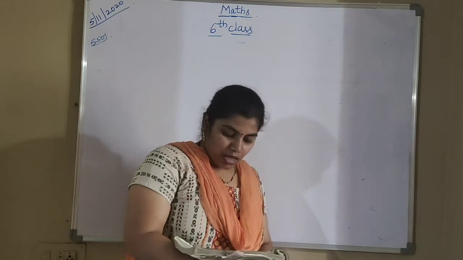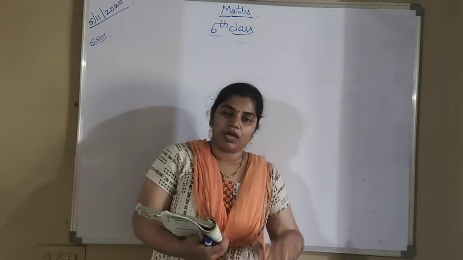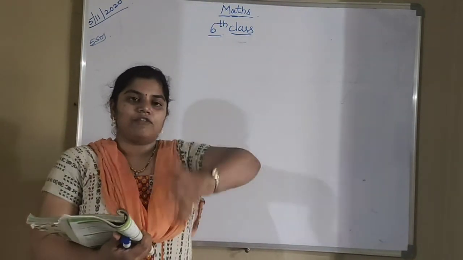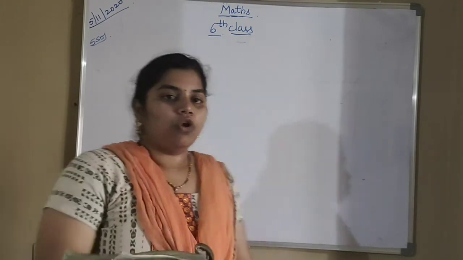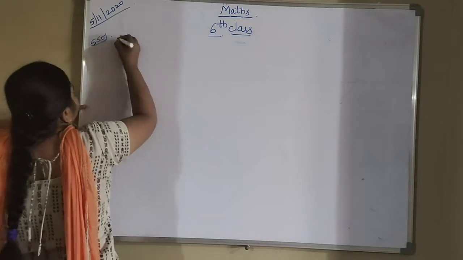What we have to do? We have to reverse that 12345. What is the reverse number of 12345? 54321. So after reversing that number, again we have to check whether they are divisible or not. Okay. So what is the given number there?